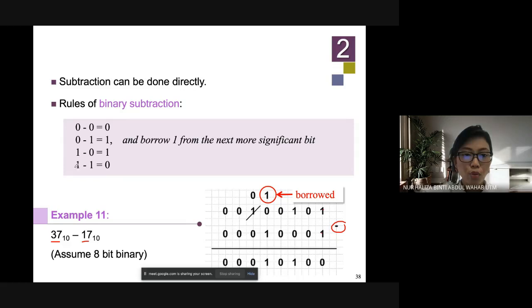1 minus 1, you get 0. 0 minus 0, over here you get 0. 1 minus 0, you get 1. 0 minus 0, you get 0. And then 0 minus 1, you get 1, but you need to borrow 1 from your next most significant bit. So from here, you look here, 0 minus 1, you will get 1, but you have to borrow from the next one. Then you get 1 here.